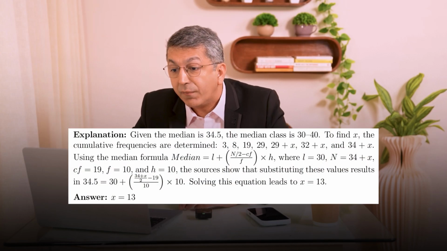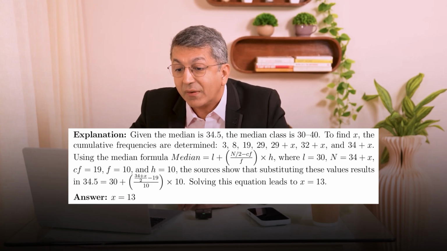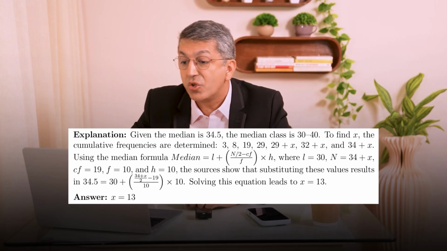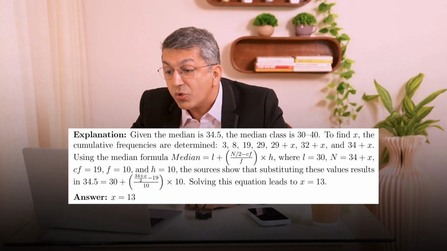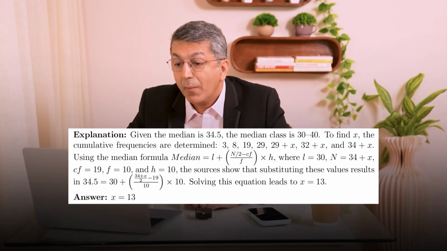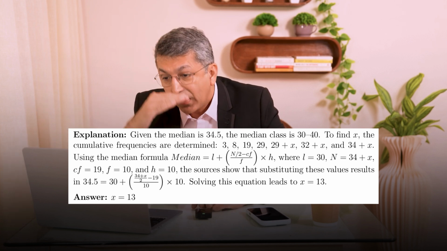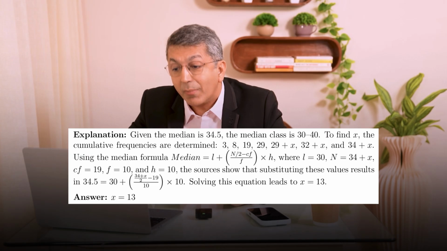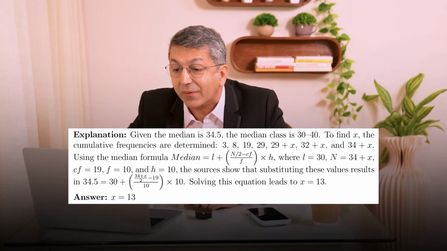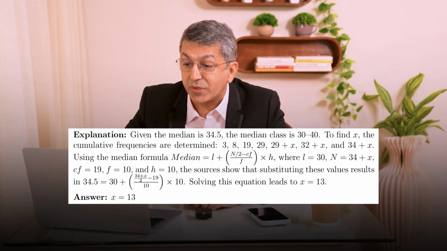Given the median is 34.5, the median class is 30-40. To find x, the cumulative frequencies are determined as 3, 8, 19, 29, 29 plus x, 32 plus x, and 34 plus x. Using the median formula, median is equal to L plus (n by 2 minus Cf) divided by f, times h, where L is equal to 30, n is equal to 34 plus x, Cf is equal to 19, f is equal to 10, and h is equal to 10.